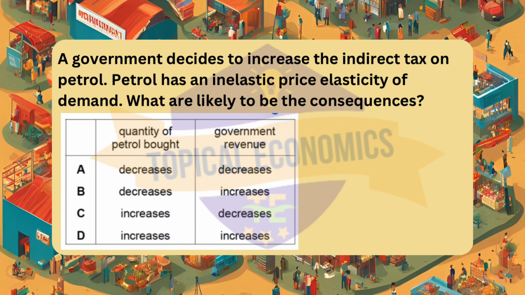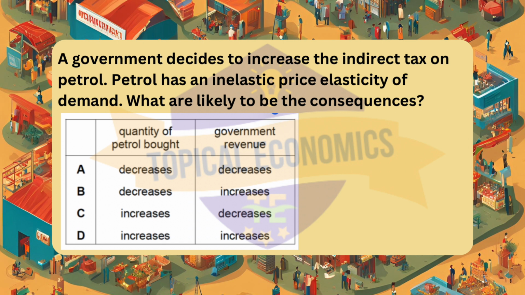While the increase in price due to the tax may lead to a slight decrease in the quantity of petrol bought, this reduction will be relatively small. In other words, people will still need petrol for essential purposes such as commuting and transportation, so the demand remains relatively stable despite the higher price. On the other hand, the government revenue will likely increase.